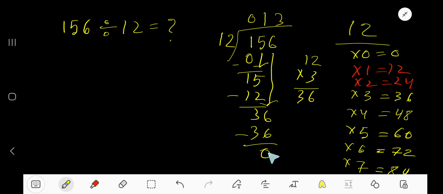Subtract, 0. As our remainder is 0 and there is no digit left in the dividend, we are done. So our answer is 013, which means 13. 13 is our answer.